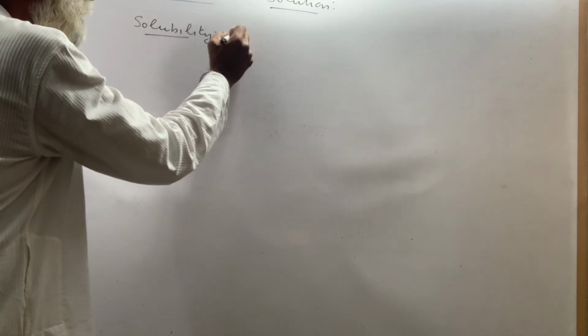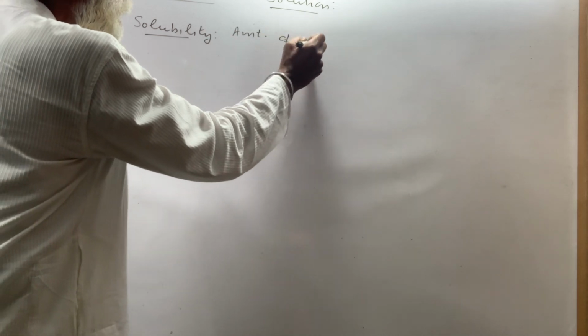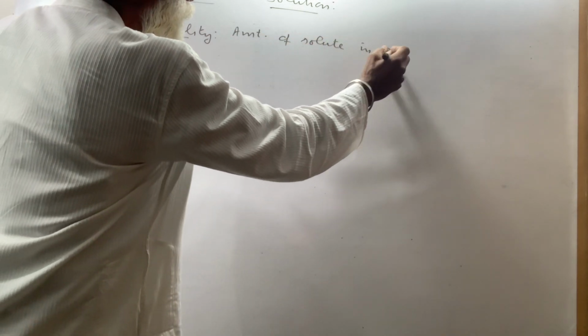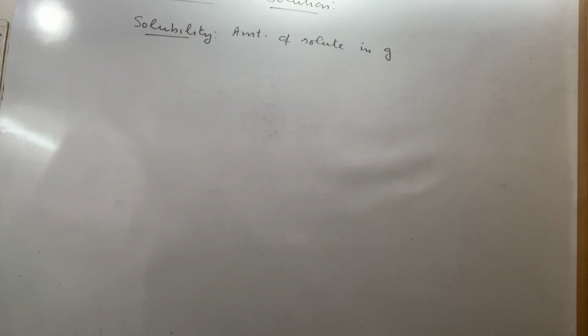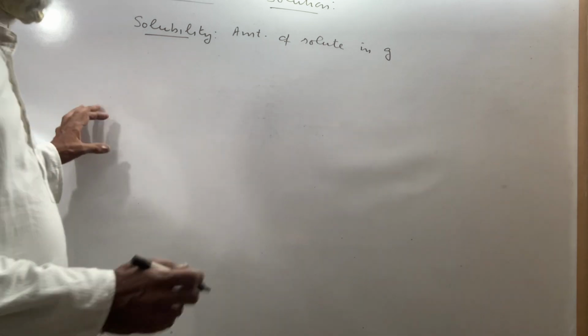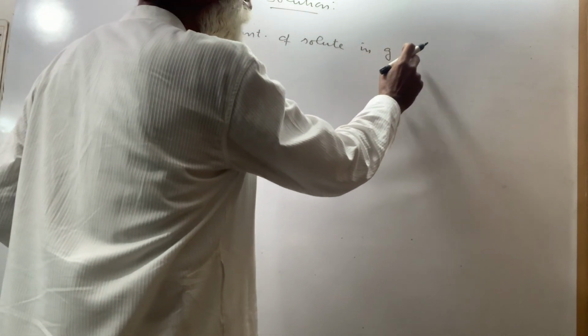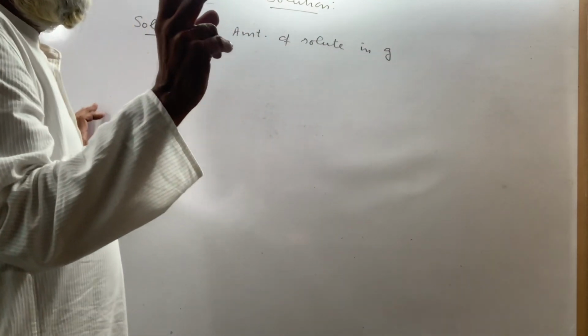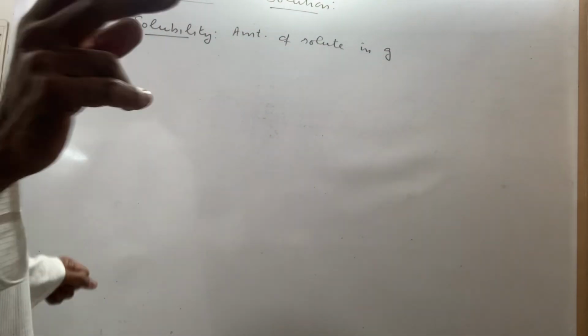The solubility is defined as the amount of solute in grams required to be dissolved in 100 gram of solvent to get a saturated solution at a given temperature.